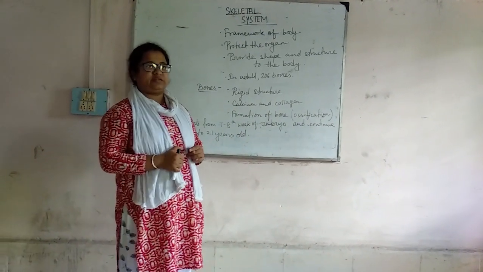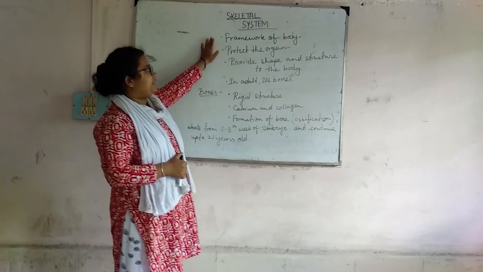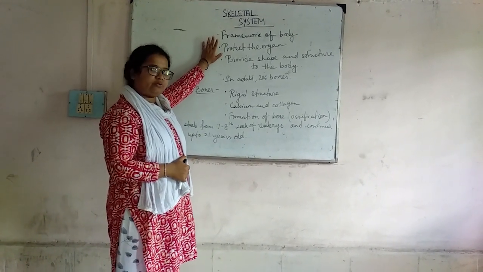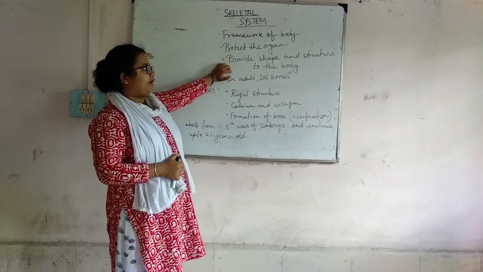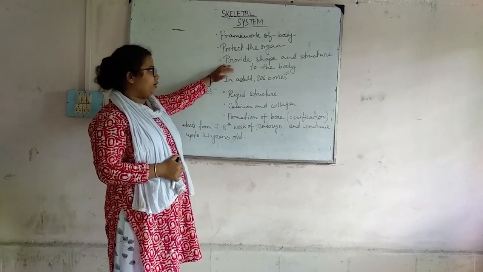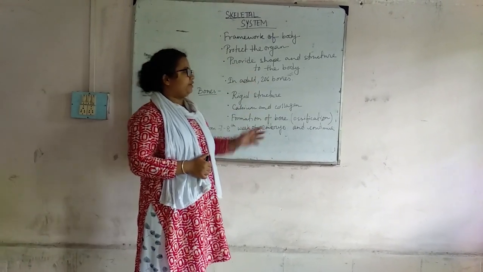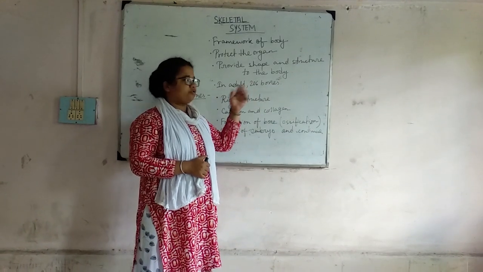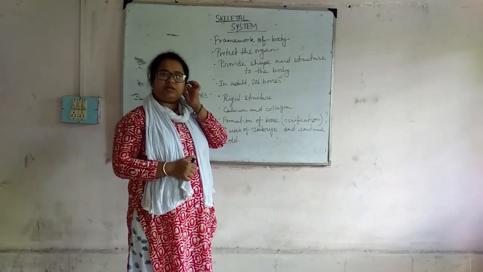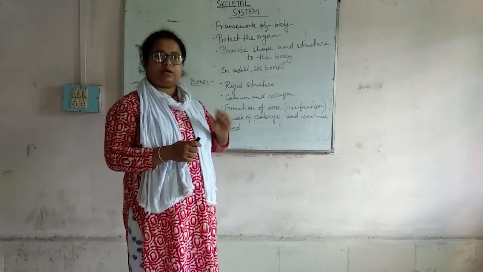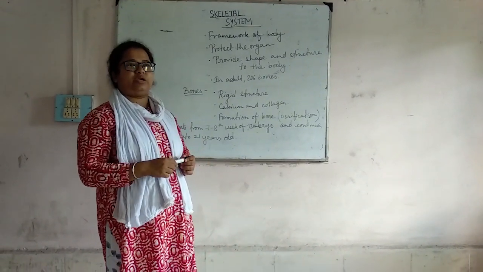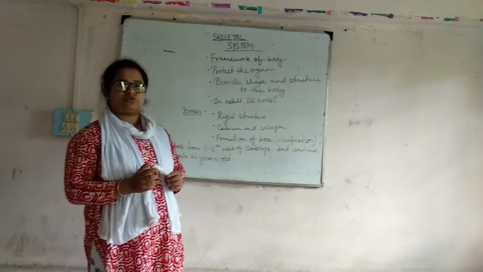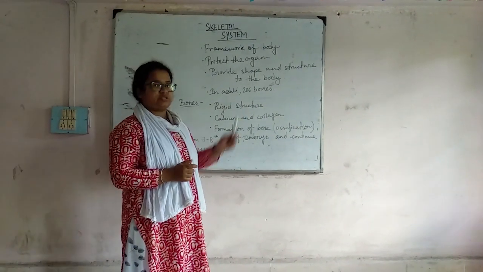About the human skeletal system. The skeletal system provides the framework to our body. It protects the organs. It provides the shape and structure to the body. In adults, the skeletal system is made up of 206 bones. In children, the number of bones is more, nearly about 300. But after the growing age, the bones get fused together and it forms 206 bones.